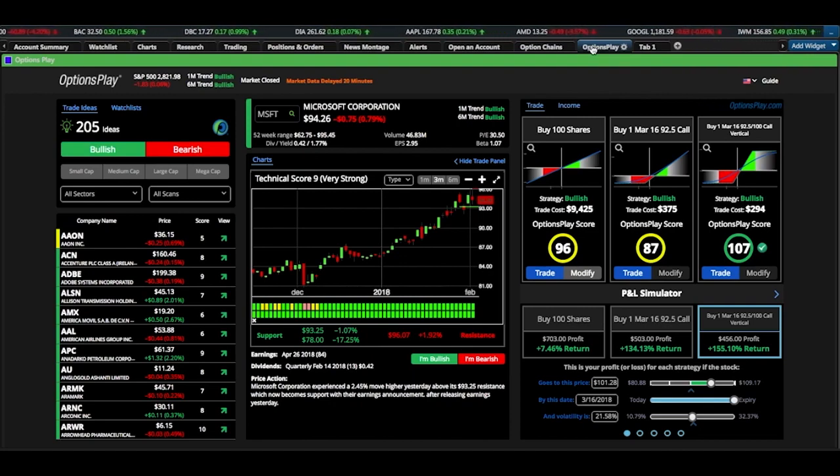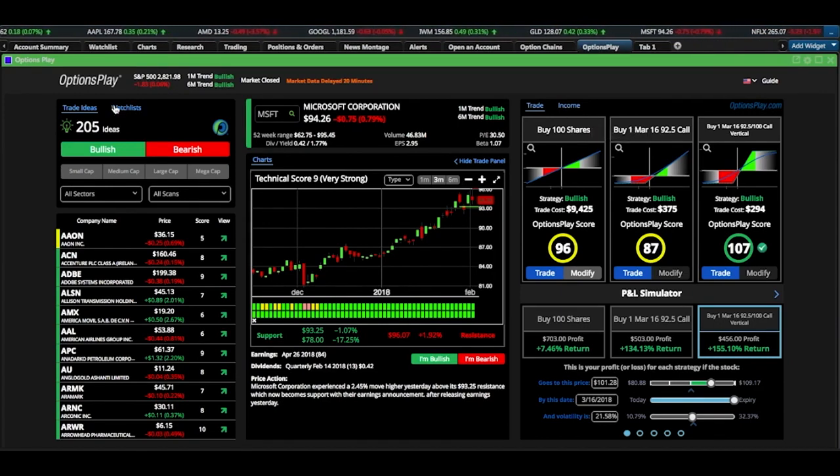The platform itself is divided into three sections. We have trade ideas and watch lists here on the left. We have our security analysis panel here in the middle, and then we have trading and income here on the right. We call these three panels the what, the why, and how of stocks and options trading.